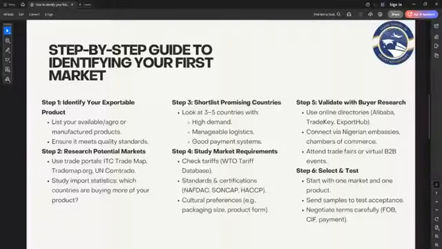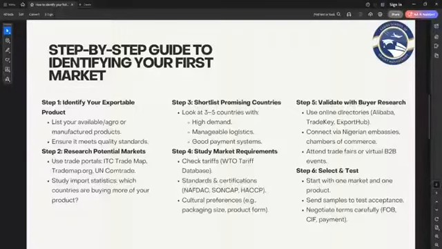Like I said at the beginning of the class, the products that you want to export are usually location dependent. So just look around and you can identify an exportable product. List your available agricultural products, manufactured products, and ensure that they meet quality standards. You can just select two, like cashew nuts and sesame seeds, for example. You can just select shea butter and cocoa butter, and you work along with those commodities.